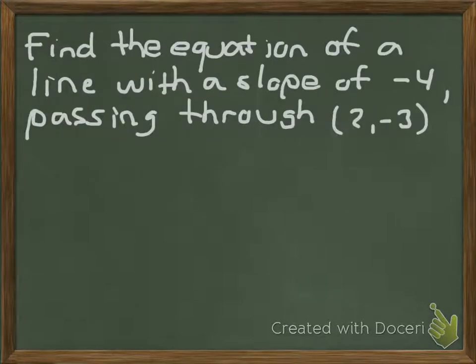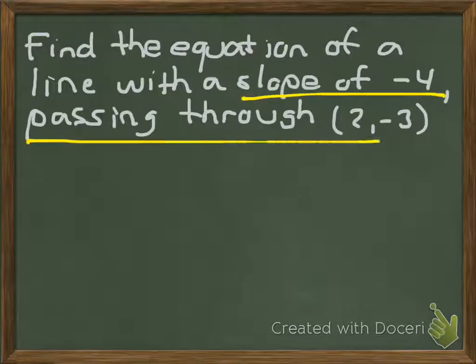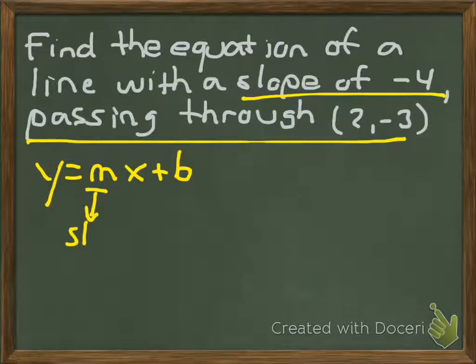We're going to find the equation of a line with a slope of -4, and the line also has to pass through the point (2, -3). Now keep in mind the equation we're looking for when we're finished is y equals mx plus b, where m means the slope and b means the y-intercept. So once we find both of those two things, we'll be finished and we'll be successful.